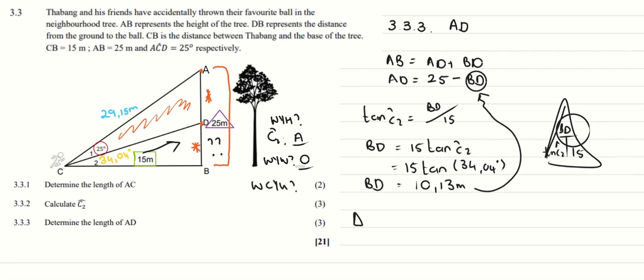And so now we can find AD with that little sum we have, and so AD is just going to be 25 minus 10.13, which gives us an answer of 14.88 meters. And there we have the answer for the entire 3.3.